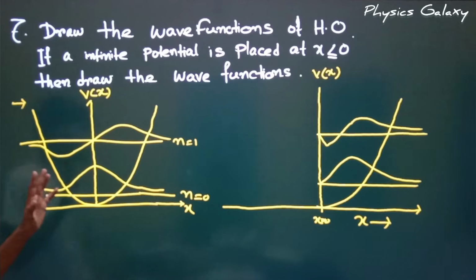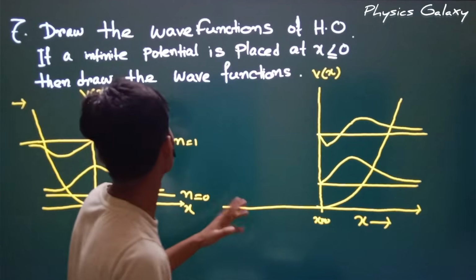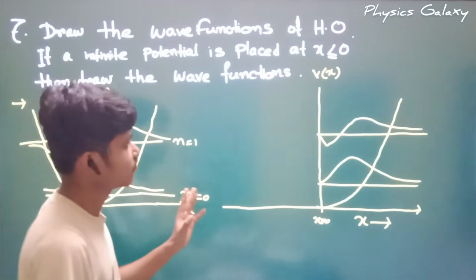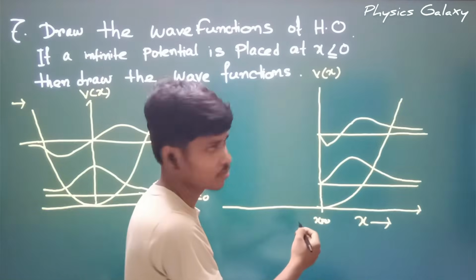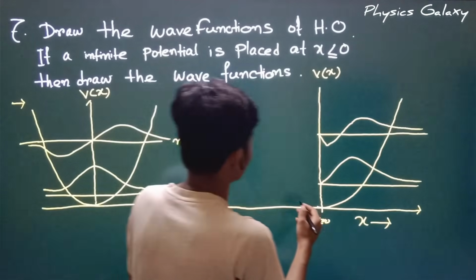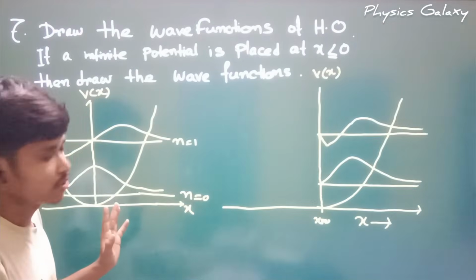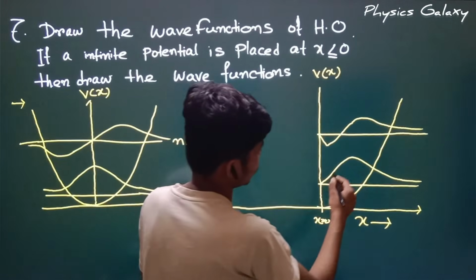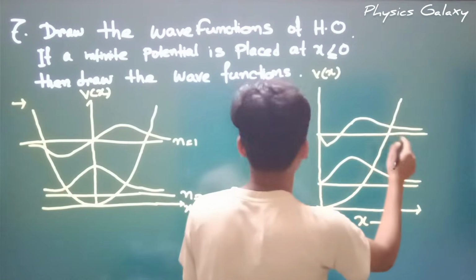Then, in addition to this question, one professor asked me, if an infinite potential is placed at x less than or equal to 0, what will the wave functions be, and asked me to draw them. Actually, this is the problem of the truncated harmonic oscillator. We know that at infinite potential the wave function will be 0, and then the ground state wave function will be like this, and the first excited state wave function will be like this.